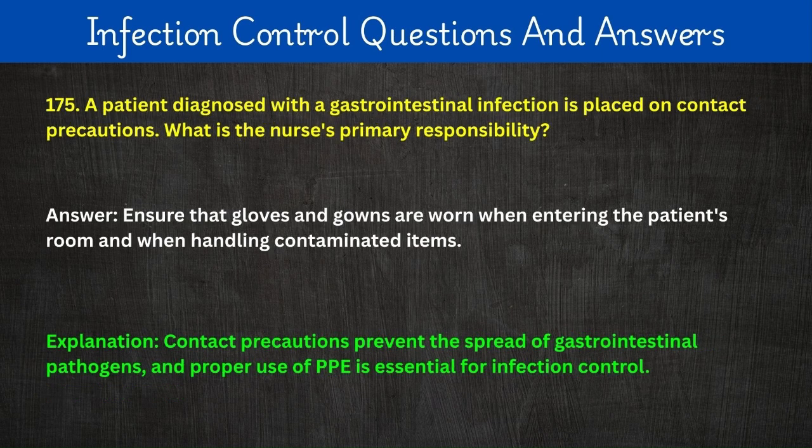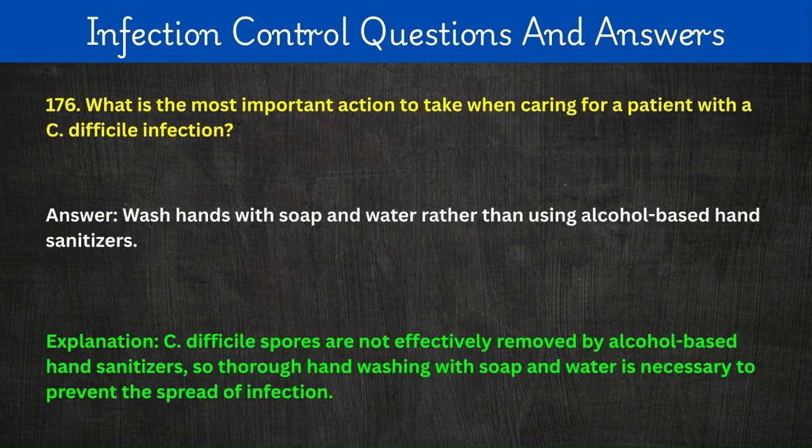175. A patient diagnosed with a gastrointestinal infection is placed on contact precautions. What is the nurse's primary responsibility? Answer: ensure that gloves and gowns are worn when entering the patient's room and when handling contaminated items. Explanation: contact precautions prevent the spread of gastrointestinal pathogens, and proper use of PPE is essential for infection control.